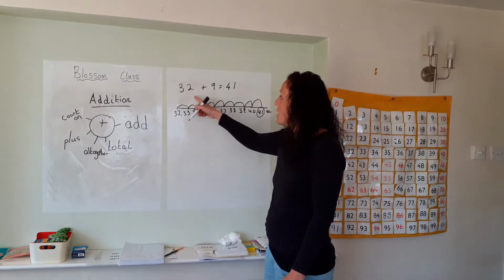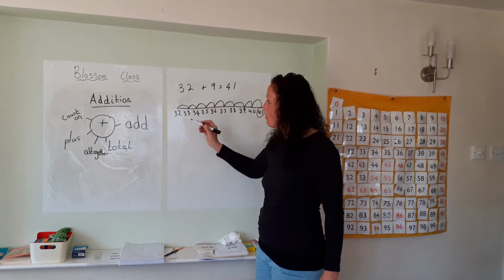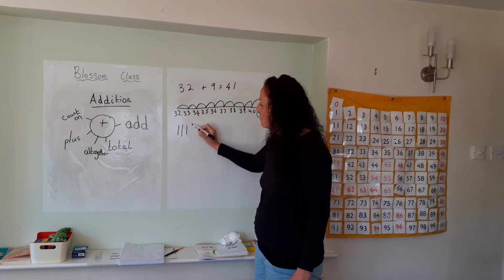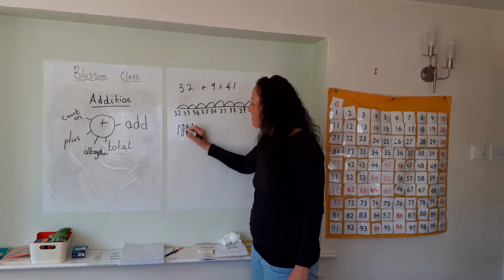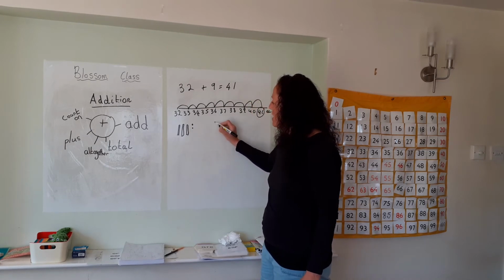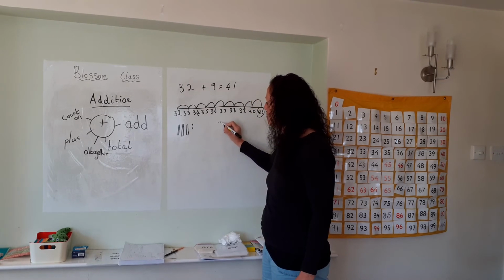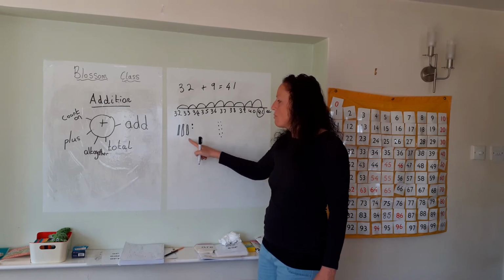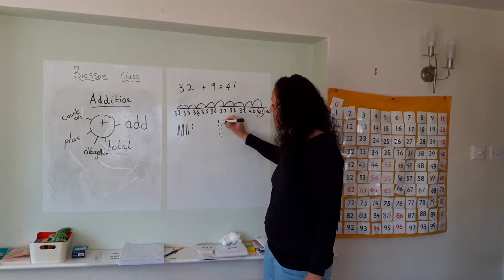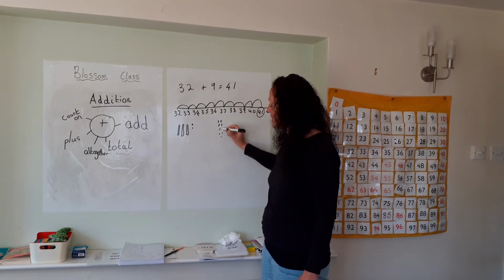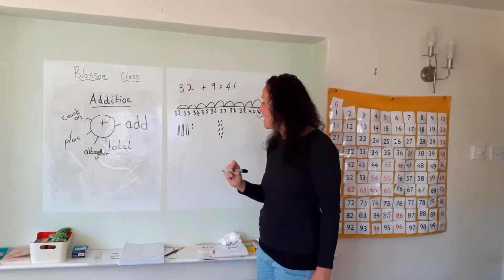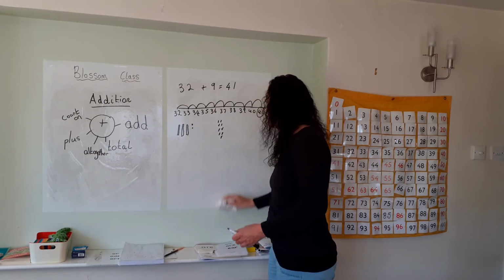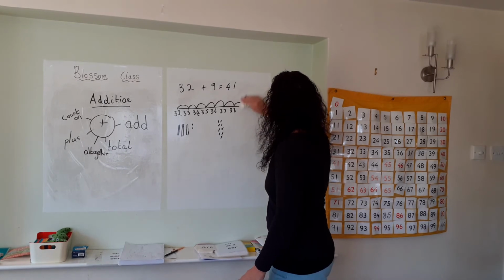And you also know that you could have drawn 32 like your base 10, like your sticks of base 10. So you could have had your 32 there, and then done your 9. 1, 2, 3, 4, 5, 6, 7, 8, 9. So 32, 33, 34, 35, 36, 37, 38, 39, 40, 41. So that's lots of different ways that you could have solved that problem.